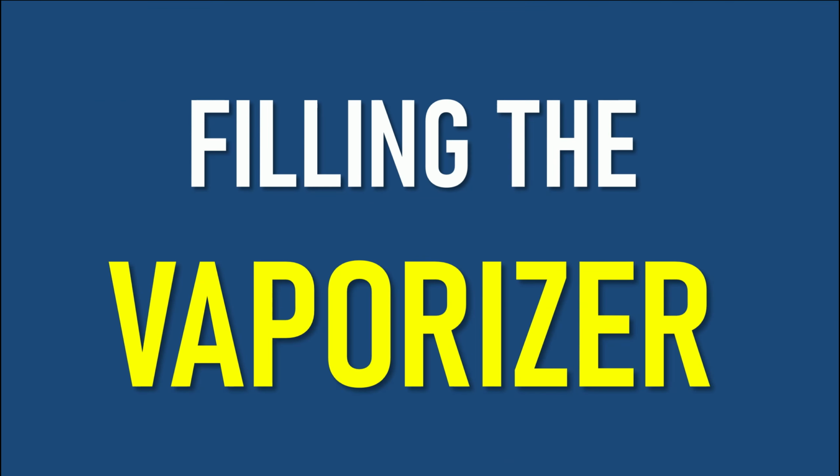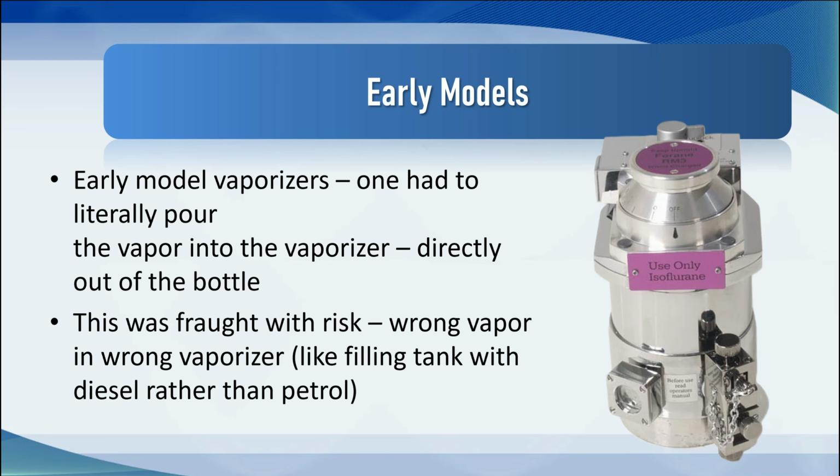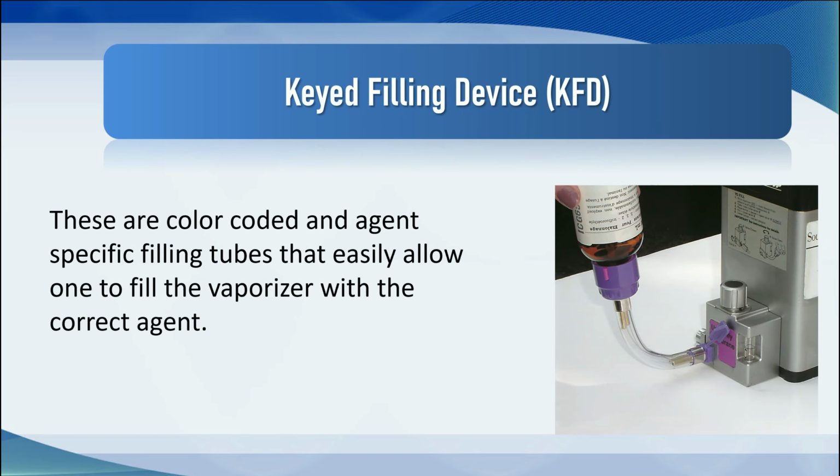Most anesthesiologists spend close to zero time thinking about how vaporizers work these days. They just work. But from time to time, you have to fill the vaporizer. Early model vaporizers had a problem. One had to literally pour the liquid out of the bottle into the device. And this was fraught with risk, as I've previously mentioned. It was possible to put the wrong liquid in the wrong vaporizer. This was resolved initially using keyed filling devices. These are color coded and agent specific filling tubes that easily allow one to fill the vaporizer with the correct agent.